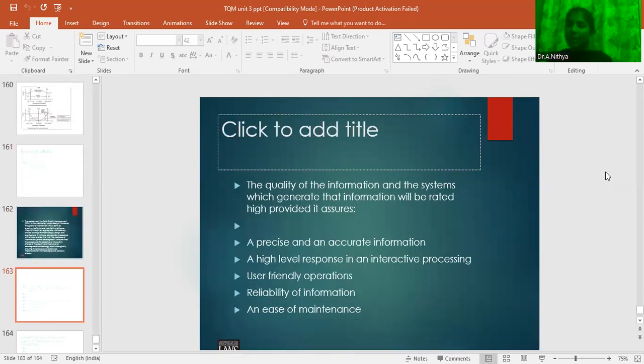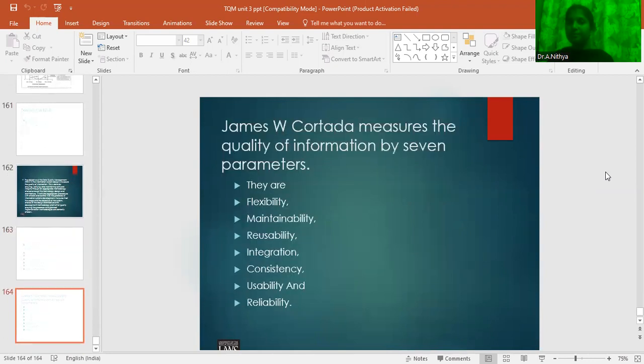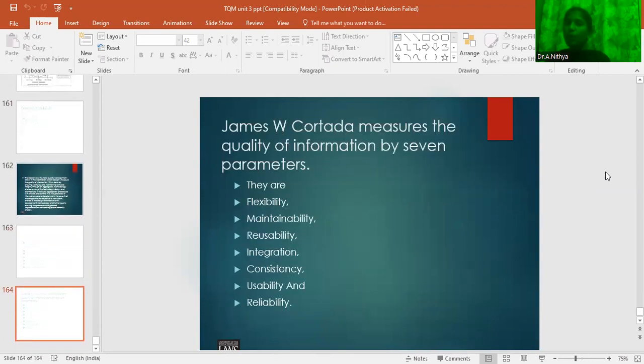The quality of information and the system that generates that information will be rated highly provided it assures precise and accurate information, high level response in an interactive processing, then user-friendly operation, reliability of information, and ease of maintenance. James W. Cortada measured the quality of information by 7 parameters. They are flexibility, maintainability, reusability, integration, consistency, usability, and availability.